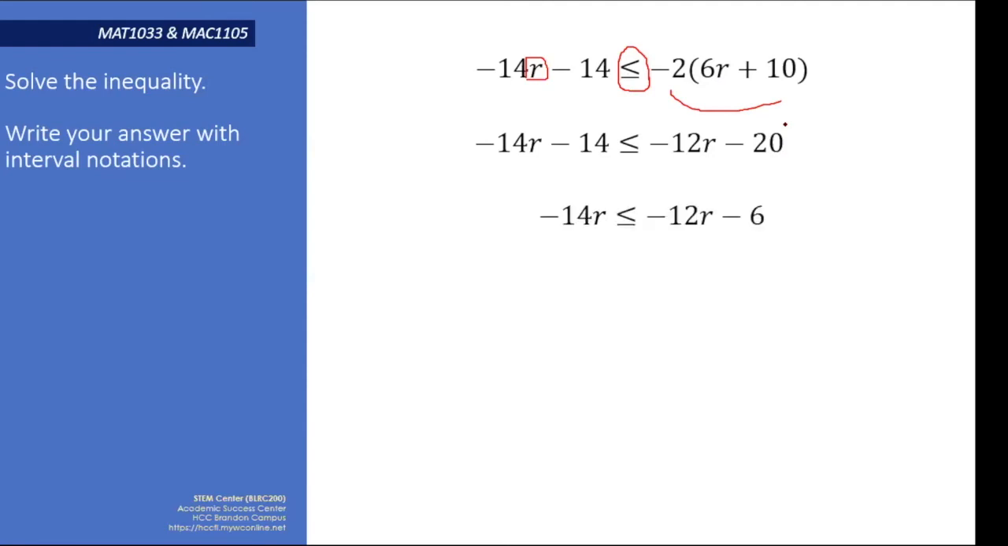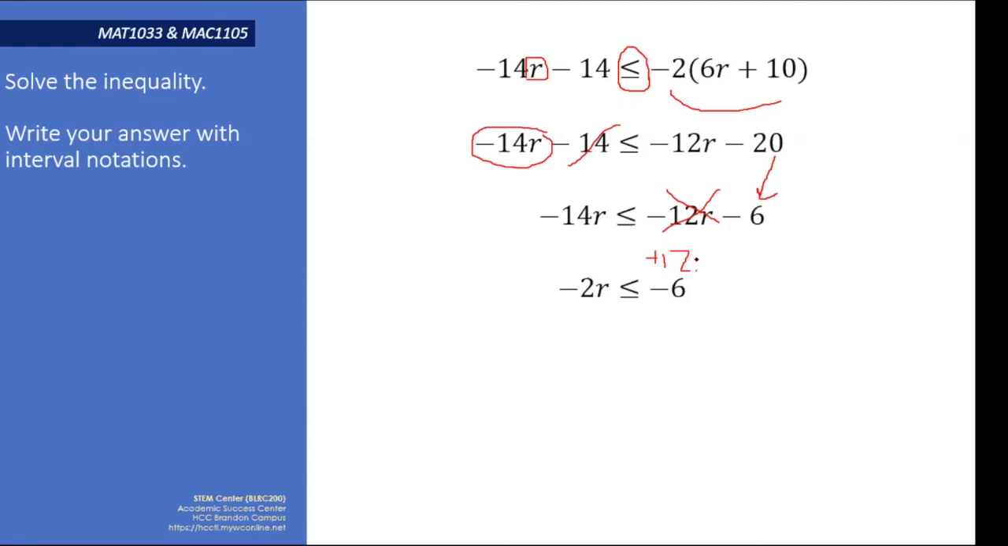Then, once we've done that, we can focus on the left side and try to get this r by itself. So we're going to add 14 on both sides. So it goes away here, and then we get -6 here. Now, we get rid of the 12r on this side so that the only r's are over on the left. And we did that by adding 12r.